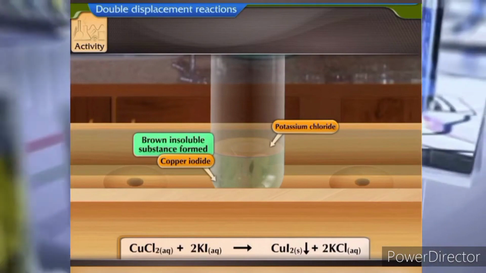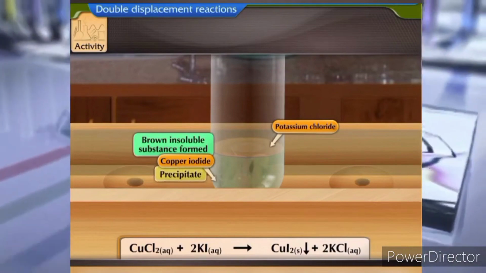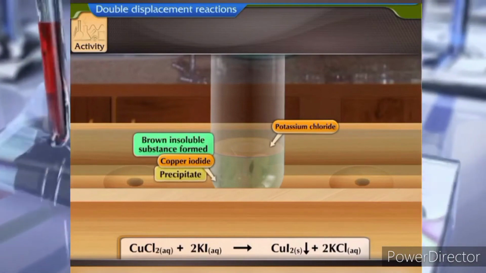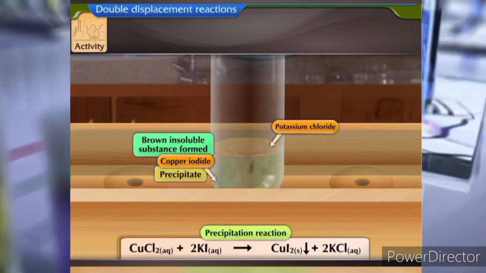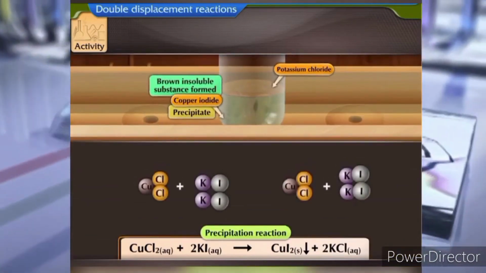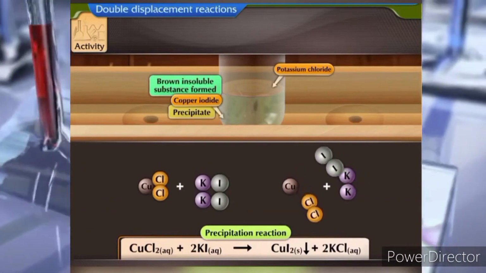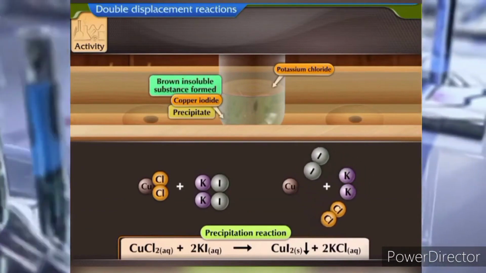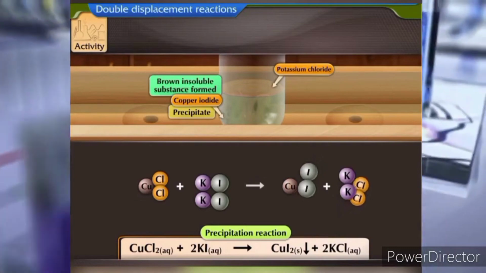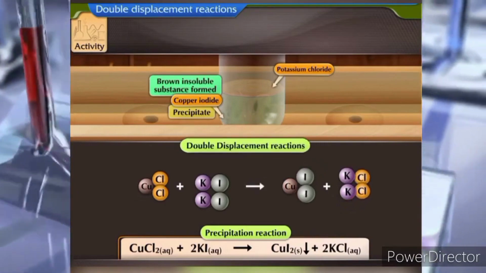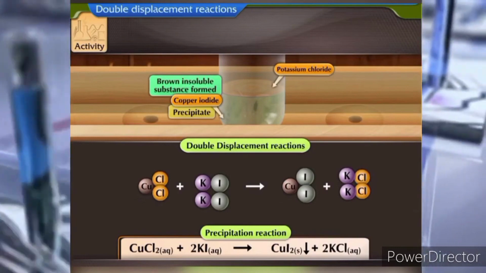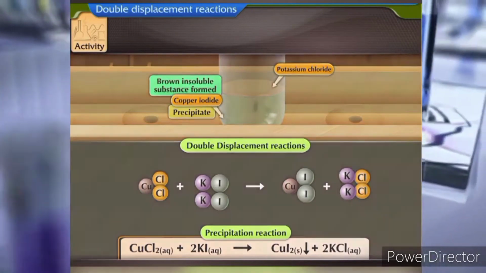This insoluble substance is called a precipitate. So this reaction can also be called a precipitation reaction. There are certain reactions in which ions of the reactants exchange places to form two new compounds. These are called double displacement reactions. Let us consider some more reactions.